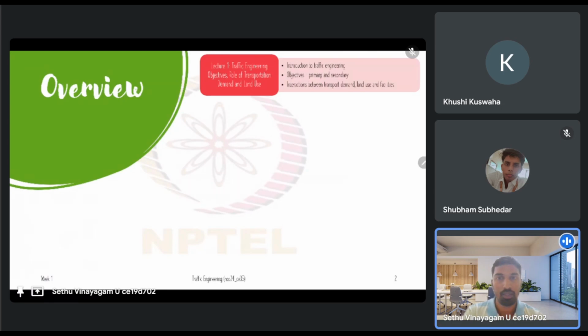Even within the roadways, we have private modes and public modes, and even within that we'll have sub-classification. So there'll be cars, two-wheelers, trucks, and so on. We'll be dealing with all these different modes of transportation running on the roadway system, and how they'll be used to move people and goods in the system is what we'll be dealing with in traffic engineering. In doing so, we have multiple objectives.